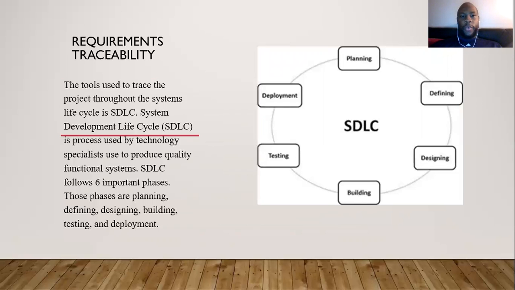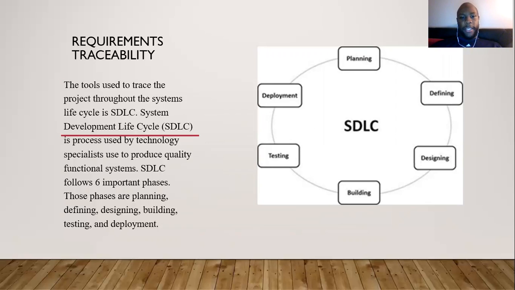And we're going to talk about requirements traceability. The tool used to trace the project throughout the system's life cycle is the SDLC, System Development Life Cycle. It is a process used by technology specialists to produce quality functional systems. SDLC comprises six important phases.